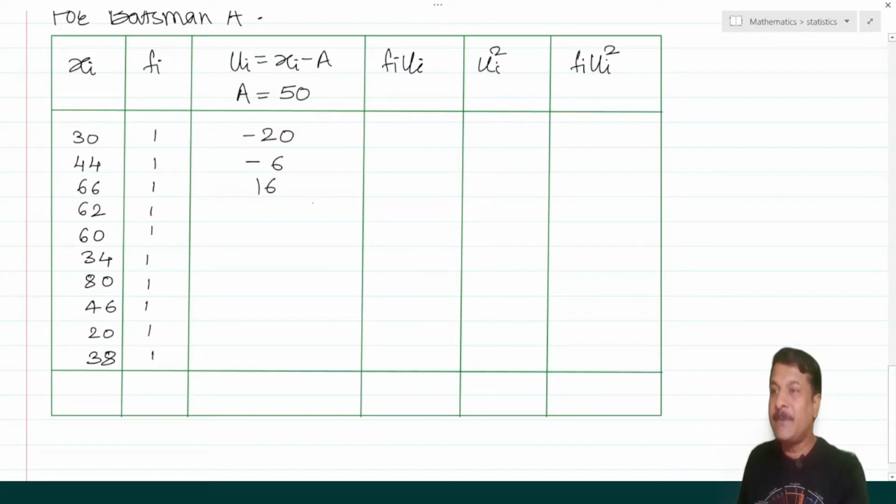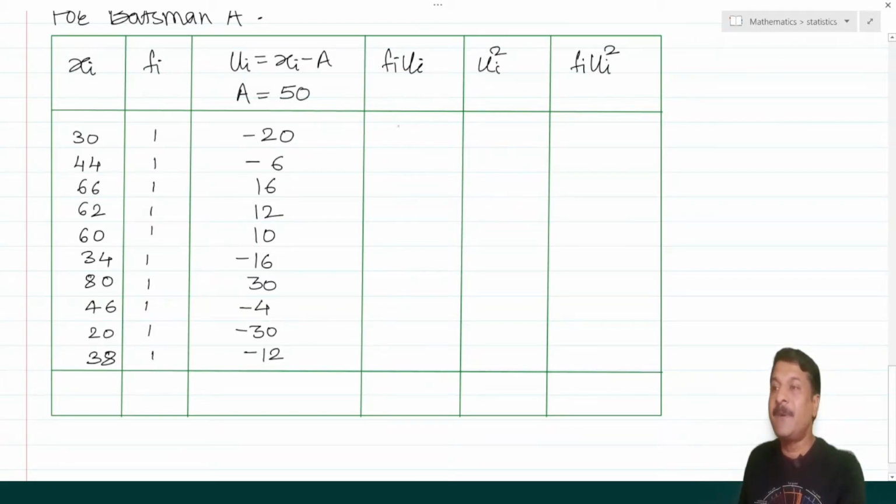62 minus 50, it's 12. 60 minus 50, 10. 34 minus 50, minus 16. 80 minus 50, 30. 46 minus 50, minus 4. 20 minus 50, minus 30. 38 minus 50, minus 12.